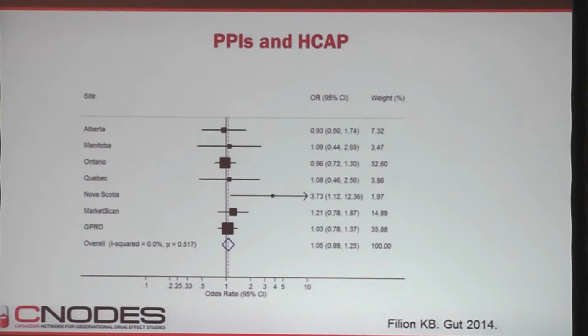Second example, proton pump inhibitors and community-acquired pneumonia. All the sites but one, this one over here, look fine. It looks like it's homogeneous, except for one site. So what this led us to do is go back, have somebody else check the analytic codes for Nova Scotia. Turns out they had done everything right. Then have somebody else review the content expertise with Nova Scotia. And finally, I found out that PPIs are prescribed completely differently in Nova Scotia than in every other province. And that's the most plausible explanation for why this is way out there.